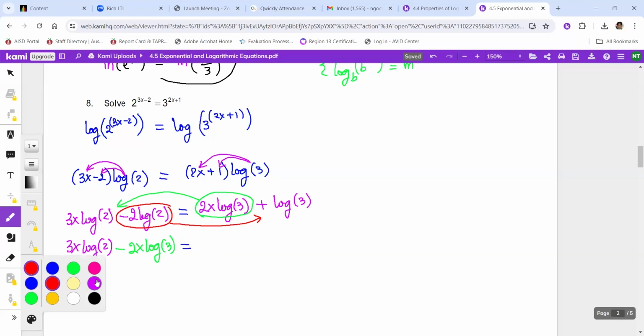Let's write it down. So we have log base 10 of 3 plus 2 times log base 10 of 2. I hope it's not very confusing for you. I'm trying to use the color code to be easy for you to see.